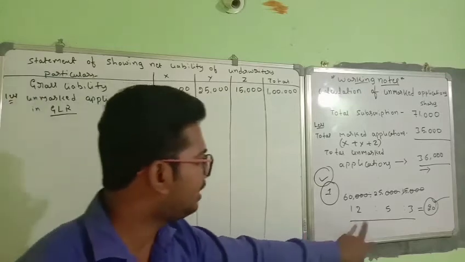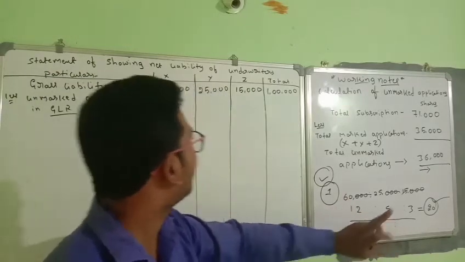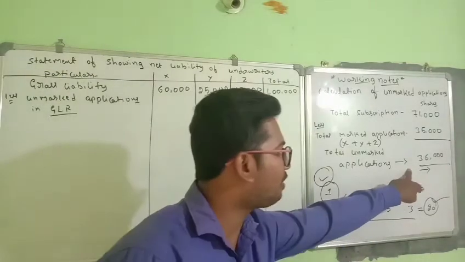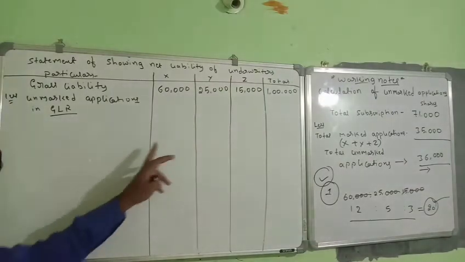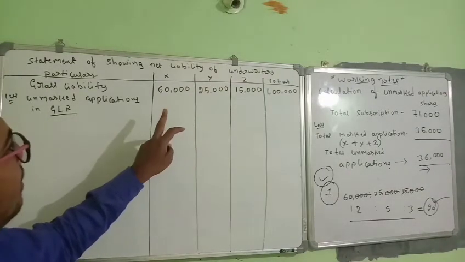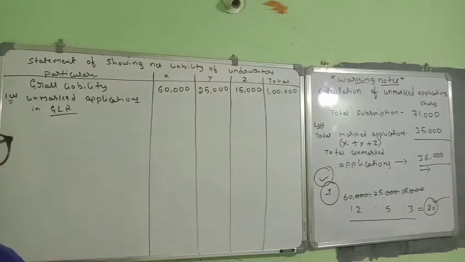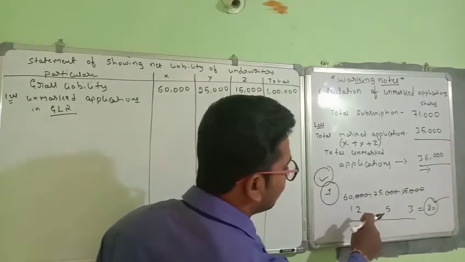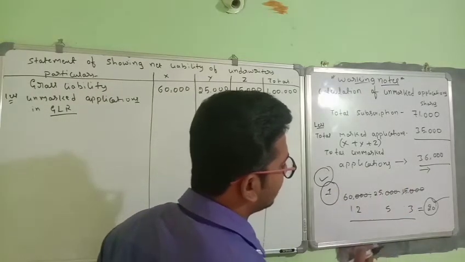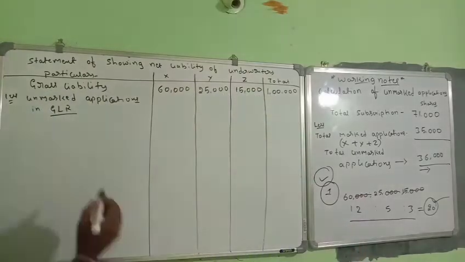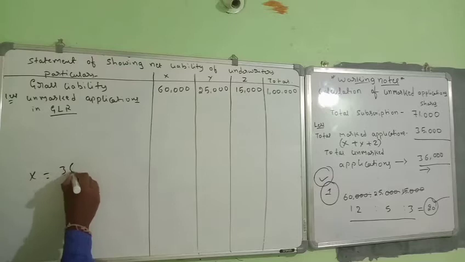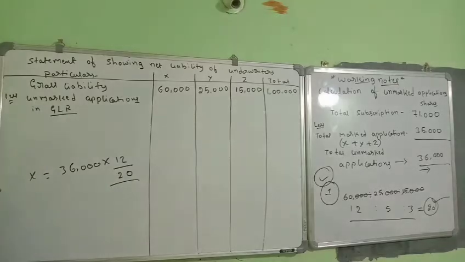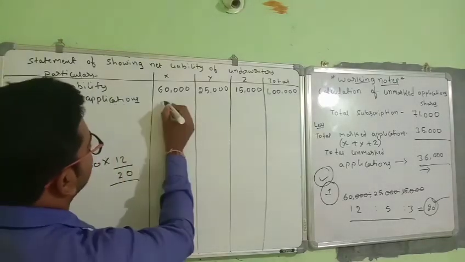For X, 12 divided by 20. For Y, 5 divided by 20. For Z, 3 divided by 20. The unmarked applications that we calculated in working note 1 is 36,000. So just calculate the share of X now. How do you calculate? Like the previous sum, use a calculator. For time being, I'm just directly telling the answer. For X, 36,000 into 12 divided by 20, you can get 21,600.